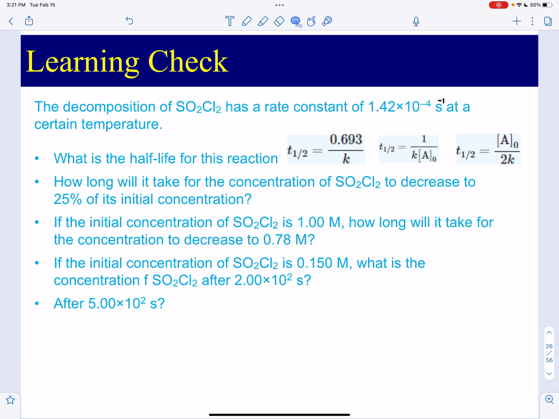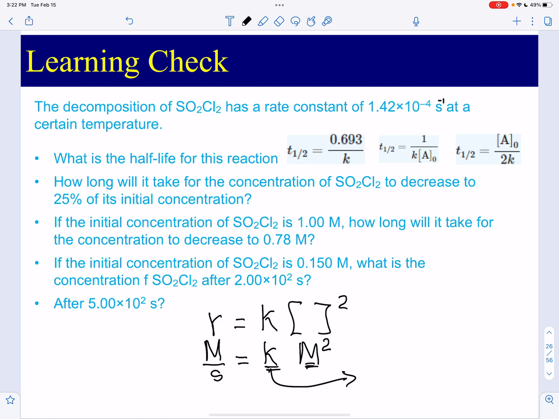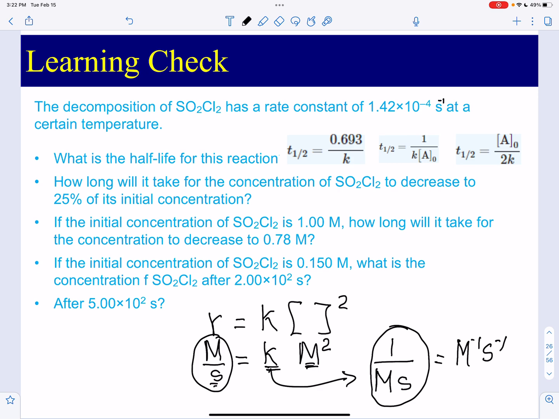What about a second order reaction? If you have a second order reaction, you will have rate equals k times the concentration to the second. We know that the rate is molarity per second. The concentration is molarity squared. So what would the k have to be, that multiplied by this gives you that? The answer would be 1 over molarity seconds. Because if you multiply M squared times 1 over molarity seconds, that gives you M over seconds, which is what you're looking for. So that will be the unit for the rate constant for a second order reaction, which is the same as M to the minus 1 s to the minus 1. The minus means the denominator.